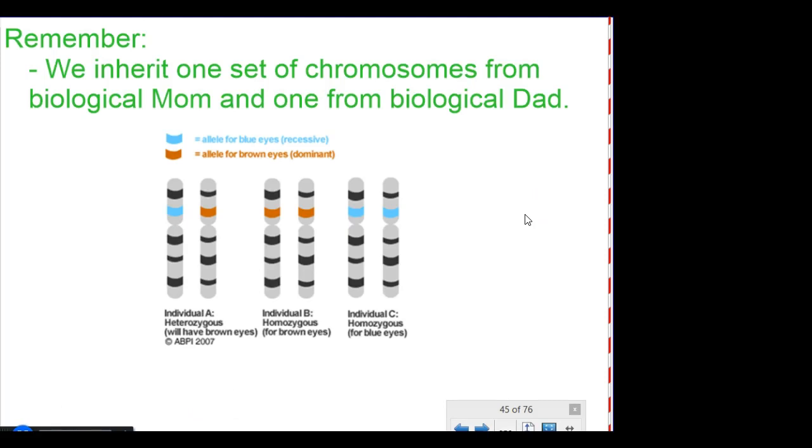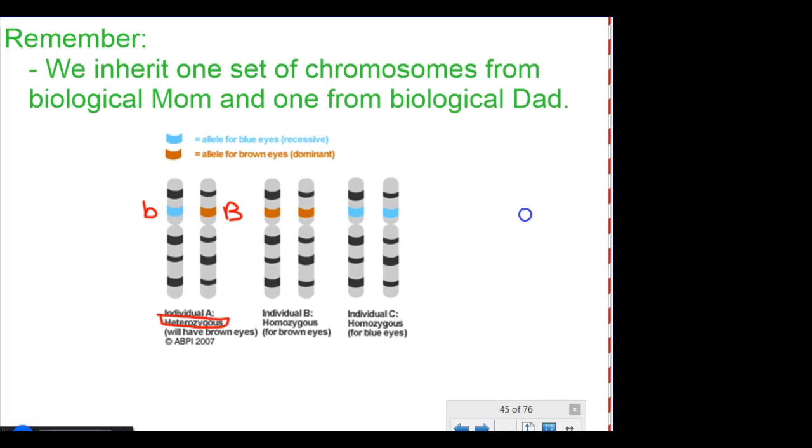So in this case, we have a blue-eyed allele. We have a brown-eyed allele. Because the individual has one dominant trait and one recessive trait, we call this person heterozygous. Zygous refers to the zygote. That's the first thing that is formed when the sperm fertilizes the egg.